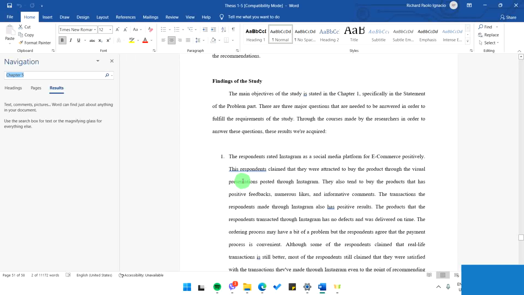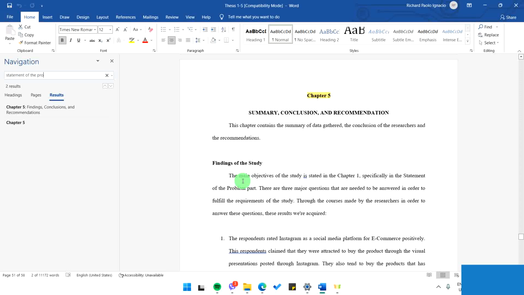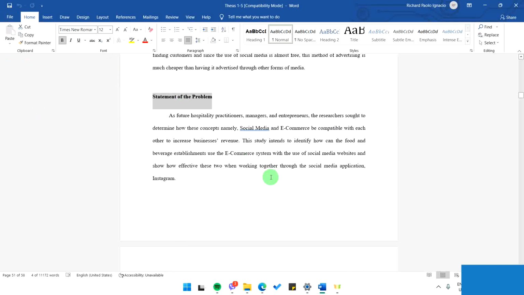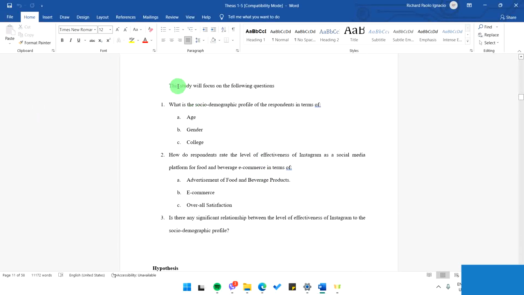So, tingnan natin muna ang ating statement of the problem. Sabi dito, the study will focus on the following questions. What is the socio-demographic profile? So we gathered the socio-demographic profile of the respondents. How do respondents rate the level of effectiveness of Instagram as a social media platform? And is there any significant relationship between the level of effectiveness of Instagram to the socio-demographic profile?